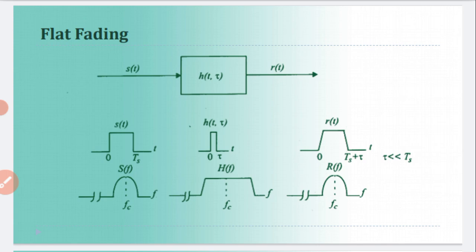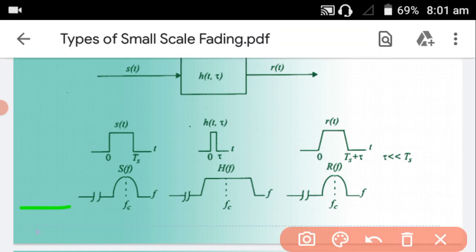Considering this figure, in the last row, S of f is the input signal. It then undergoes the flat channel, that is the impulse response of the channel. At the receiver side, we are getting the same signal as the transmitted signal. We are just getting the same signal as the transmitted signal.